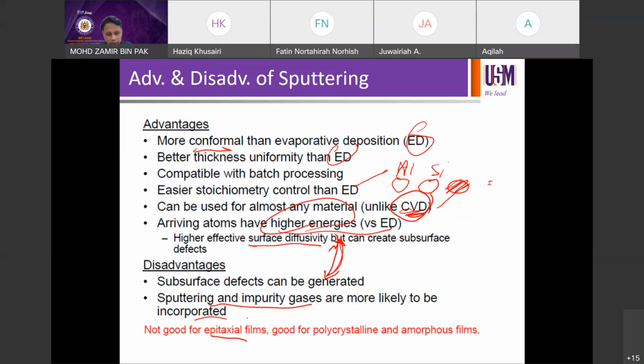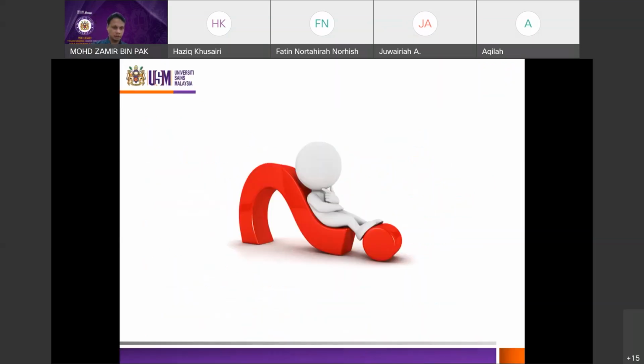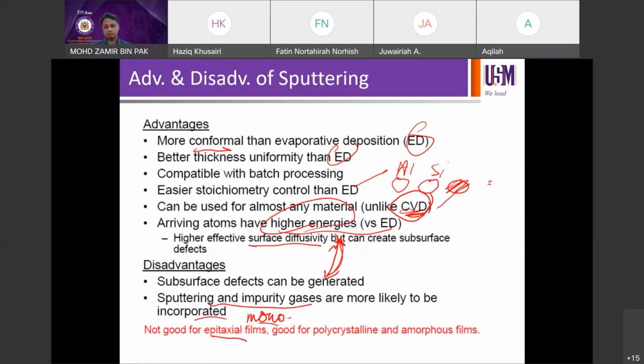Epi means you want to get a monocrystal, a single thin layer, monocrystal. So it's not good by sputtering. You need to use some other system for epi, right? But it's okay if you want to use sputtering for polycrystalline, amorphous, silicon nitride, carbide, metals, right? So usually they go with sputtering. All right, we finished sputtering. Any questions on sputtering?